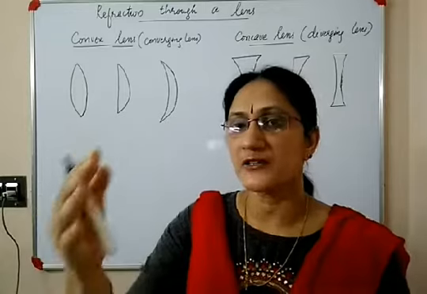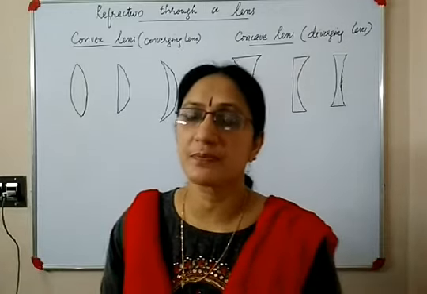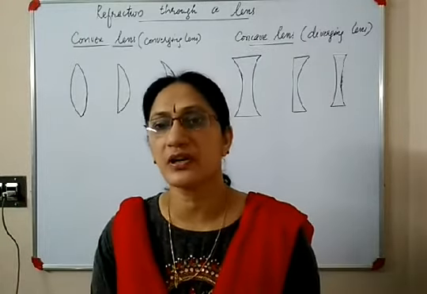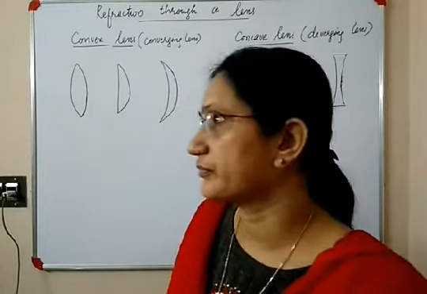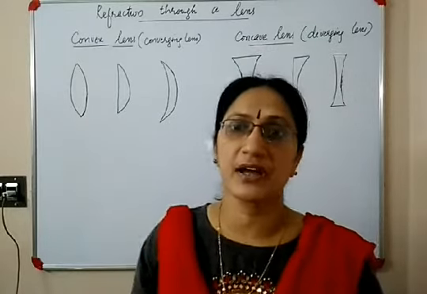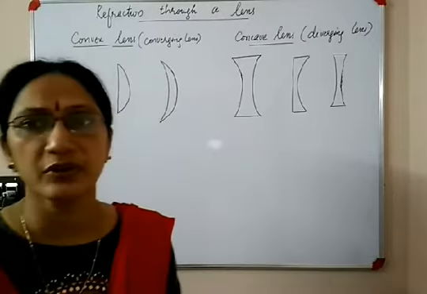When light enters from one optical medium to another optical medium, its path gets deviated, its direction changes. This phenomenon is known as refraction. So we are going to discuss how refraction happens through a lens. First I will explain about the lens.